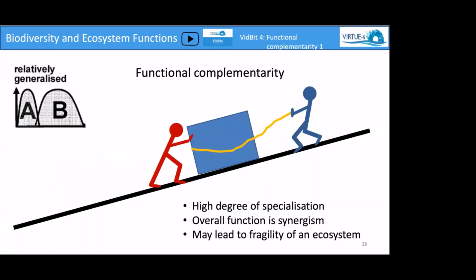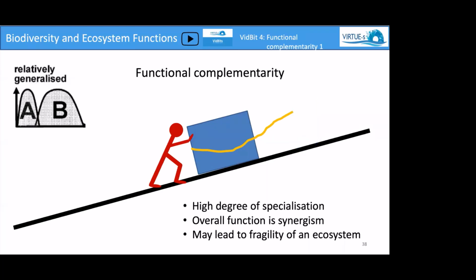Okay, so there is a high degree of specialization because they are specialized. They have specialized functions. The overall function is synergism. So whatever this one is doing and whatever this species is doing, the sum of their specializations, the sum of their functions is to do this function. However, if the specialization is too high, this can also lead to the fragility of an ecosystem.